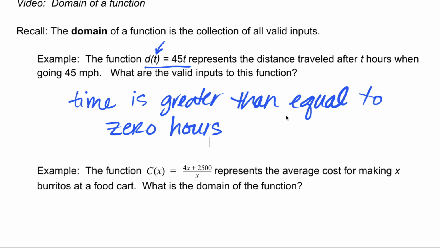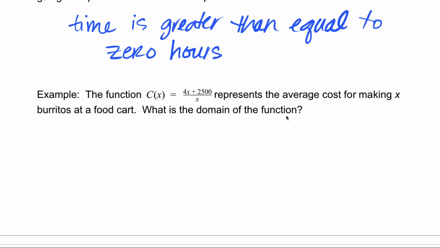The next function we're going to look at is an average cost function. So here we have c of x representing the average cost for making x burritos at a food cart. What's the domain of this function? So again, we have to consider what kind of inputs would we have? So the input is x burritos. Well, how many burritos can we make? So again, if this is our input, we have to look over here in our sentence. That's where we see x burritos.